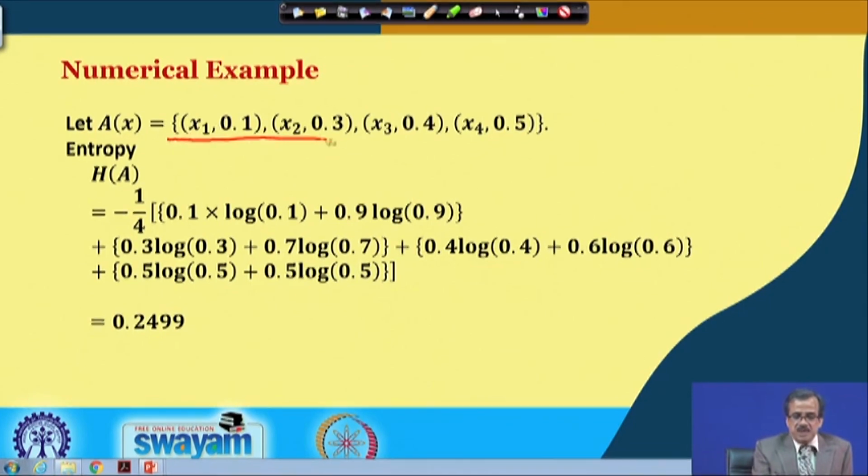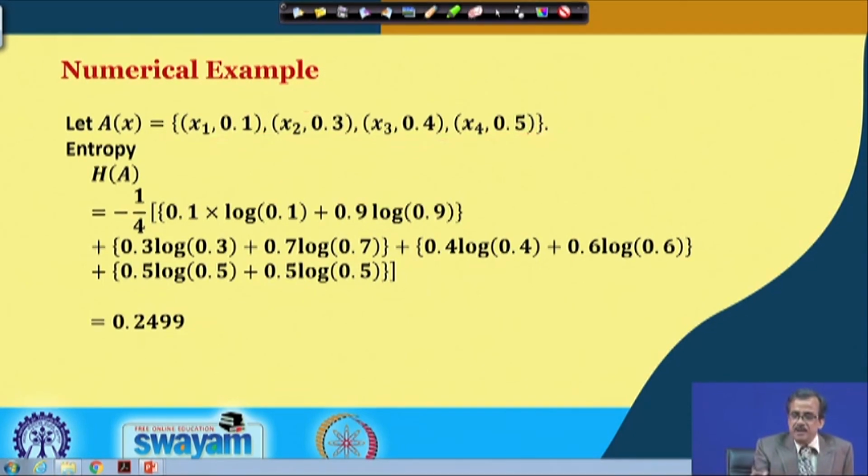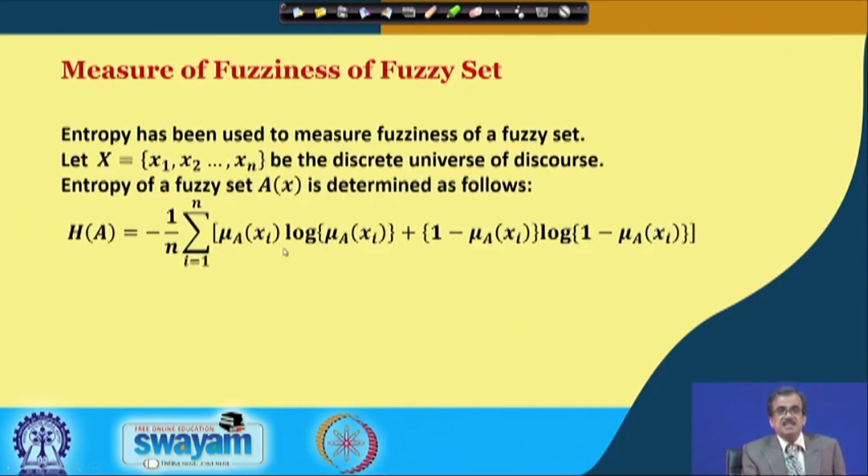Supposing that I have a discrete fuzzy set A(x) like this, its entropy, according to the rule which I have already discussed, is nothing but minus 1 divided by n. Here small n is equal to 4, because I have 4 such elements x1, x2, x3 and x4. If you see this formula once again, it is the sum of mu_A(x_i) log of mu_A(x_i), then 1 minus mu_A(x_i) log of 1 minus mu_A(x_i).